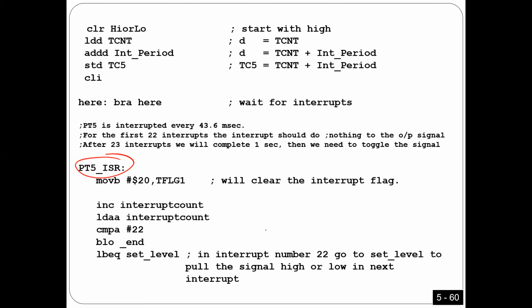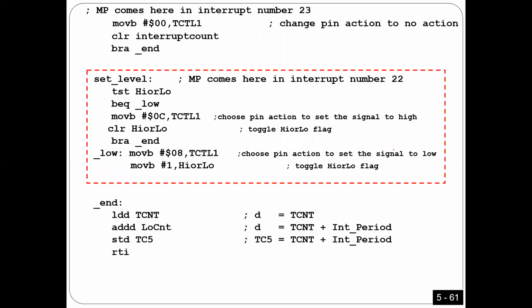As I told you, until interrupt number 22, I'm not going to do anything, right? So every time I'm going to increment, and then I'm going to check if this is 22 or not, right? So at 22, I'm going to change the setting for next time. And that's what I'm going to show right now.